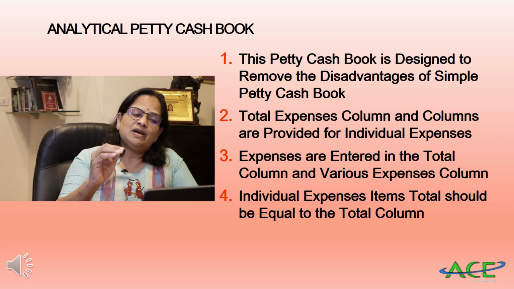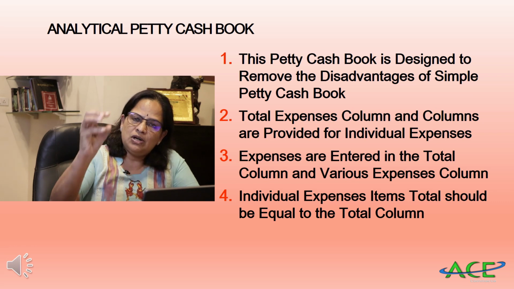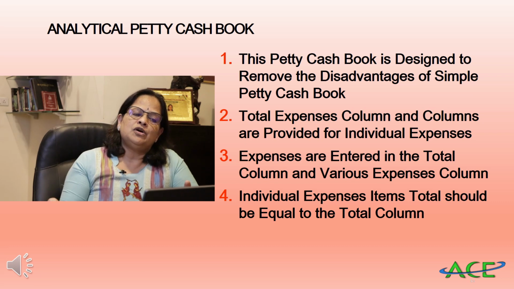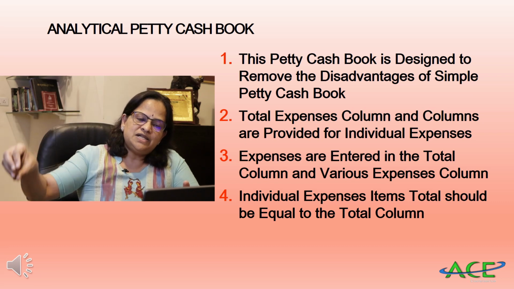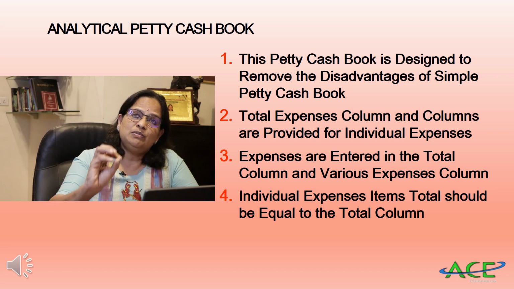Now we are coming to the second one, that is the analytical petty cash book. Here you can see that all the expenses will be clubbed into different headings. So stationery, one separate column will be there, conveyance will be there, sundry expenses will be there, like that. Everything we are segregating into different headings. So it will be more clear.